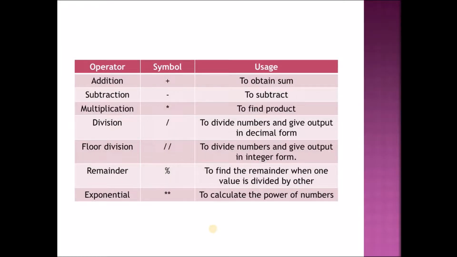Moving on to the next. In the arithmetic operators, we have addition. It will add the two operands or more than two. Subtract, minus sign that is used, the symbol that is used. For multiplication, we use an asterisk, which is used to find product of two numbers. And division, it will divide two numbers and give the output in decimal form.